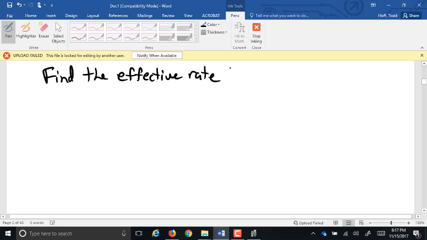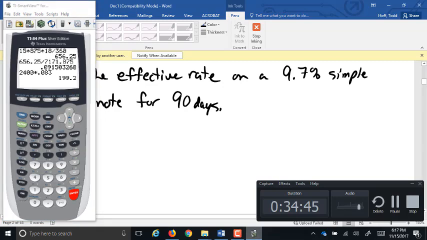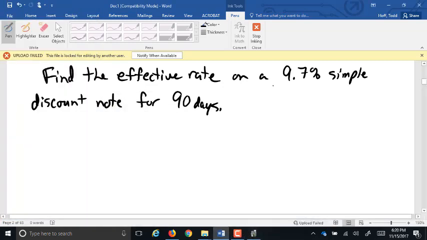Find the effective rate on a 9.7% simple discount note for 90 days. The first thing we notice that looks at us is there's no principal given, is there? Guess what? Doesn't matter what the principal is. What matters is the rate and the time. You can pick your own principal.